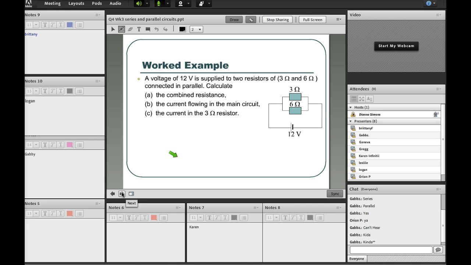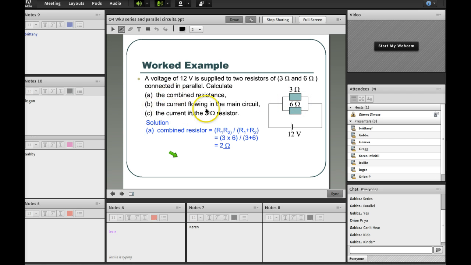All right, we'll just do a quick one in parallel. Combined resistance. If we have 2 in parallel, then all we do is multiply and divide, right? So it's going to be 6 times 3 divided by 6 plus 3, which is 9. So 18 divided by 9 is 2. So that's our combined resistance, our total resistance. Okay? Easy when you just have 2.